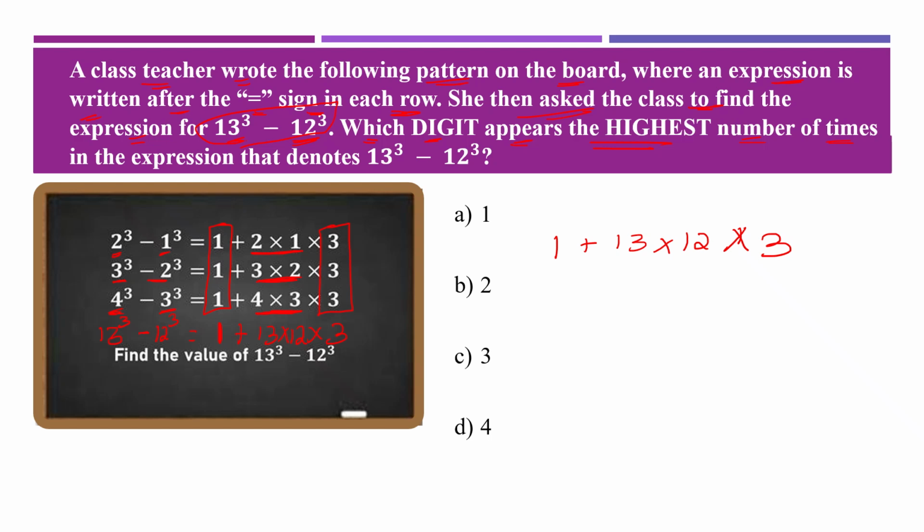In that case, I see 1, 1, 1. 1 appears 3 times. Then 3 appears 2 times. So here 1 and here 1. 2 appears 1 time. So the digit that appears the highest number of times is 1. Great. Let's move on to the next question.